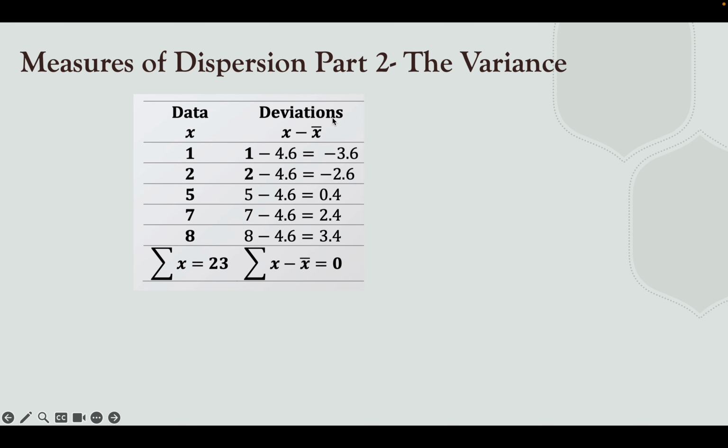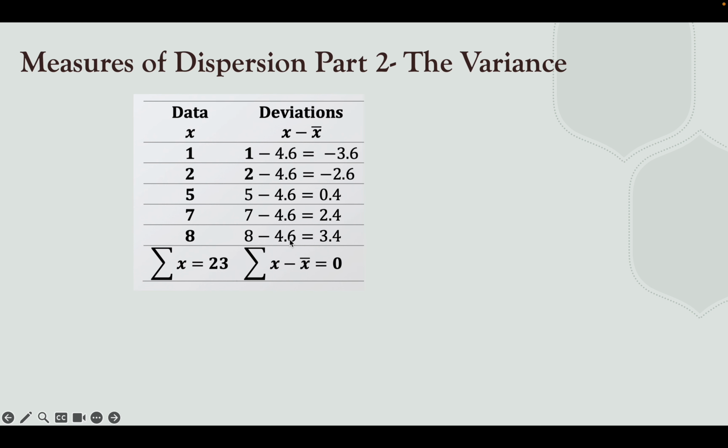In the second column, we need to find the deviation. To get the deviation, you just need to subtract the data minus its mean. So 1 minus 4.6, we have negative 3.6. 2 minus 4.6, we have negative 2.6. 5 minus 4.6, we have 0.4. 7 minus 4.6, we have 2.4. 8 minus 4.6, we have 3.4.